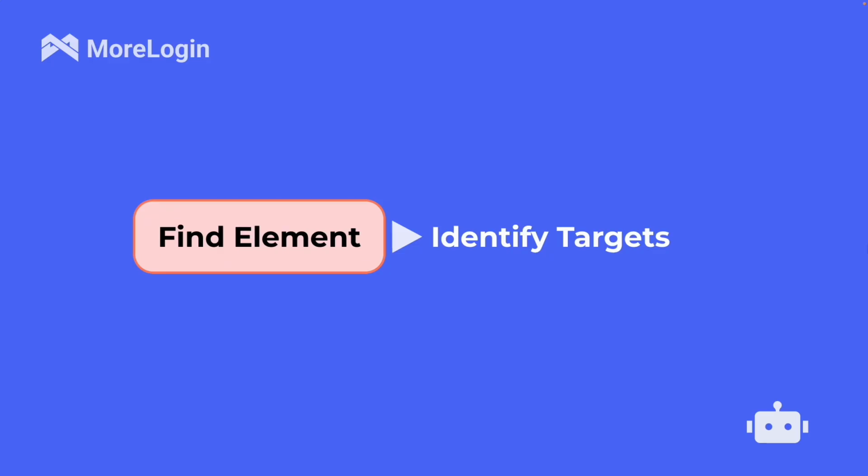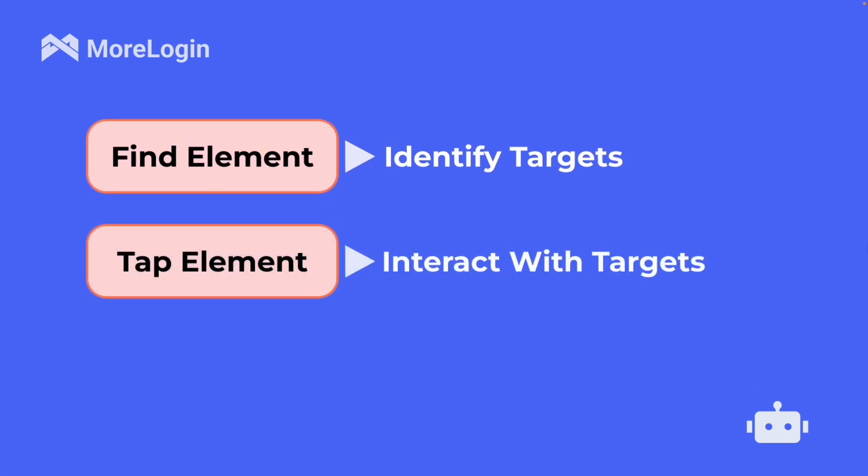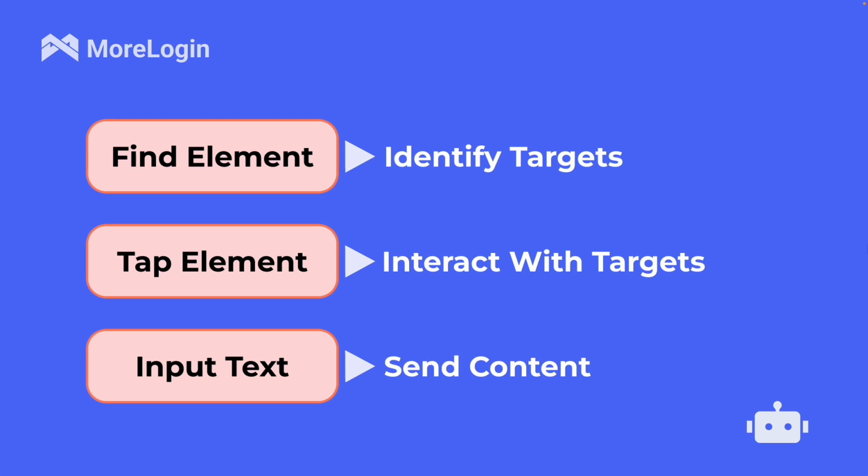And that's all from this video. You should not think of these nodes as just steps in one example. You should think of them as tools. Find element helps you identify targets, tap element helps you interact with them, and input text helps you send dynamic content into editable fields. Once you understand what each node solves and how its key settings work, you can start combining them in your own workflows.